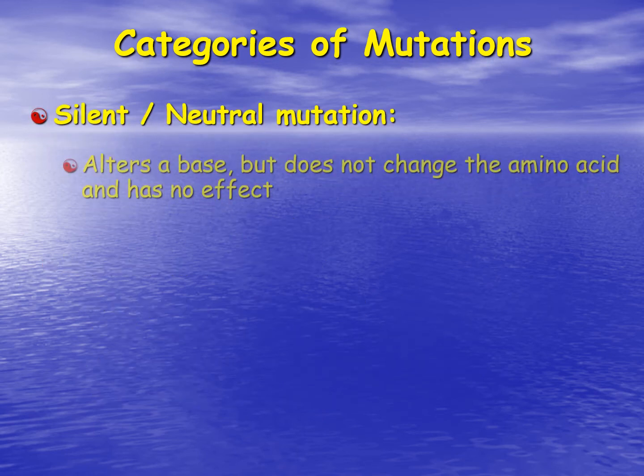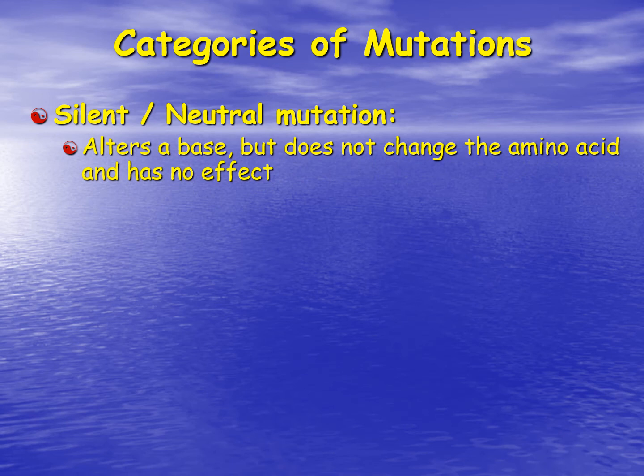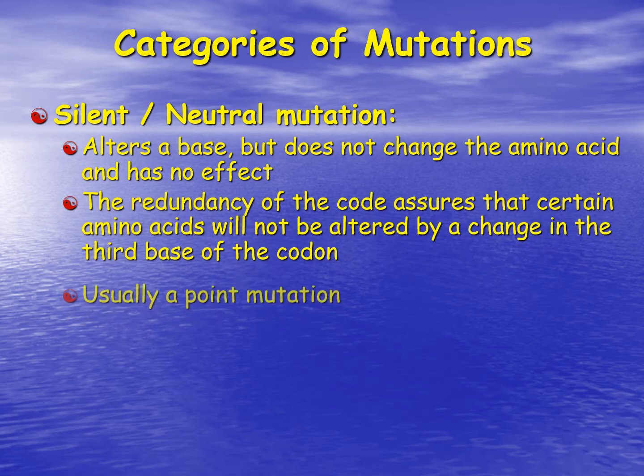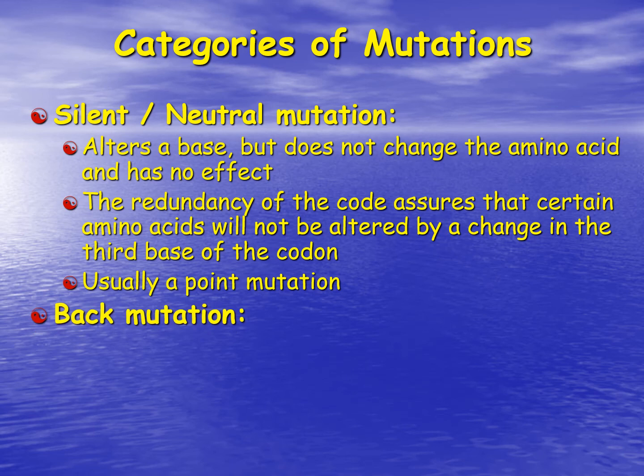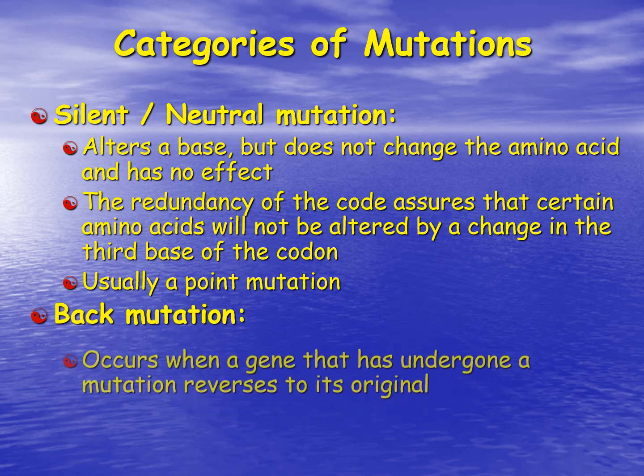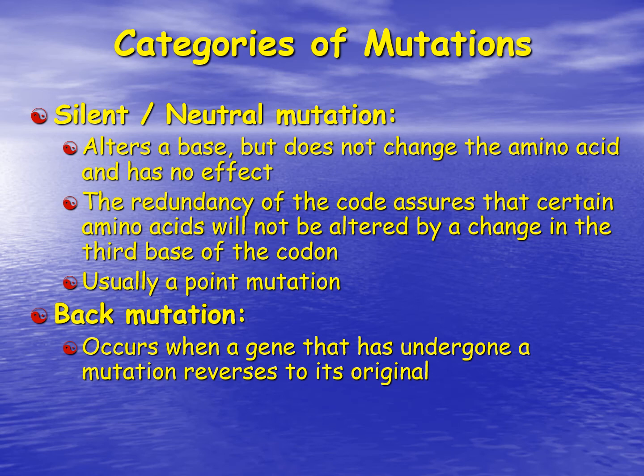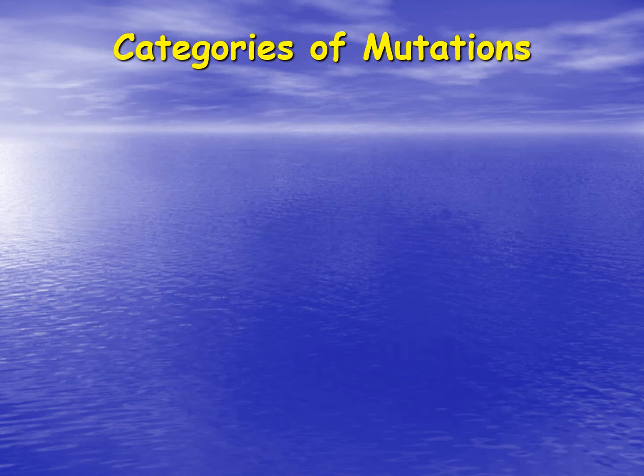Silent or neutral mutations alter a base but do not change the amino acid sequence, therefore have no effect on the protein. And this is due to, again, that redundancy and wobble within the genetic code. Usually these are point mutations. A back mutation is kind of interesting in that this can occur in a gene that has undergone a mutation, but then is reversed to actually go back to the original genetic code.